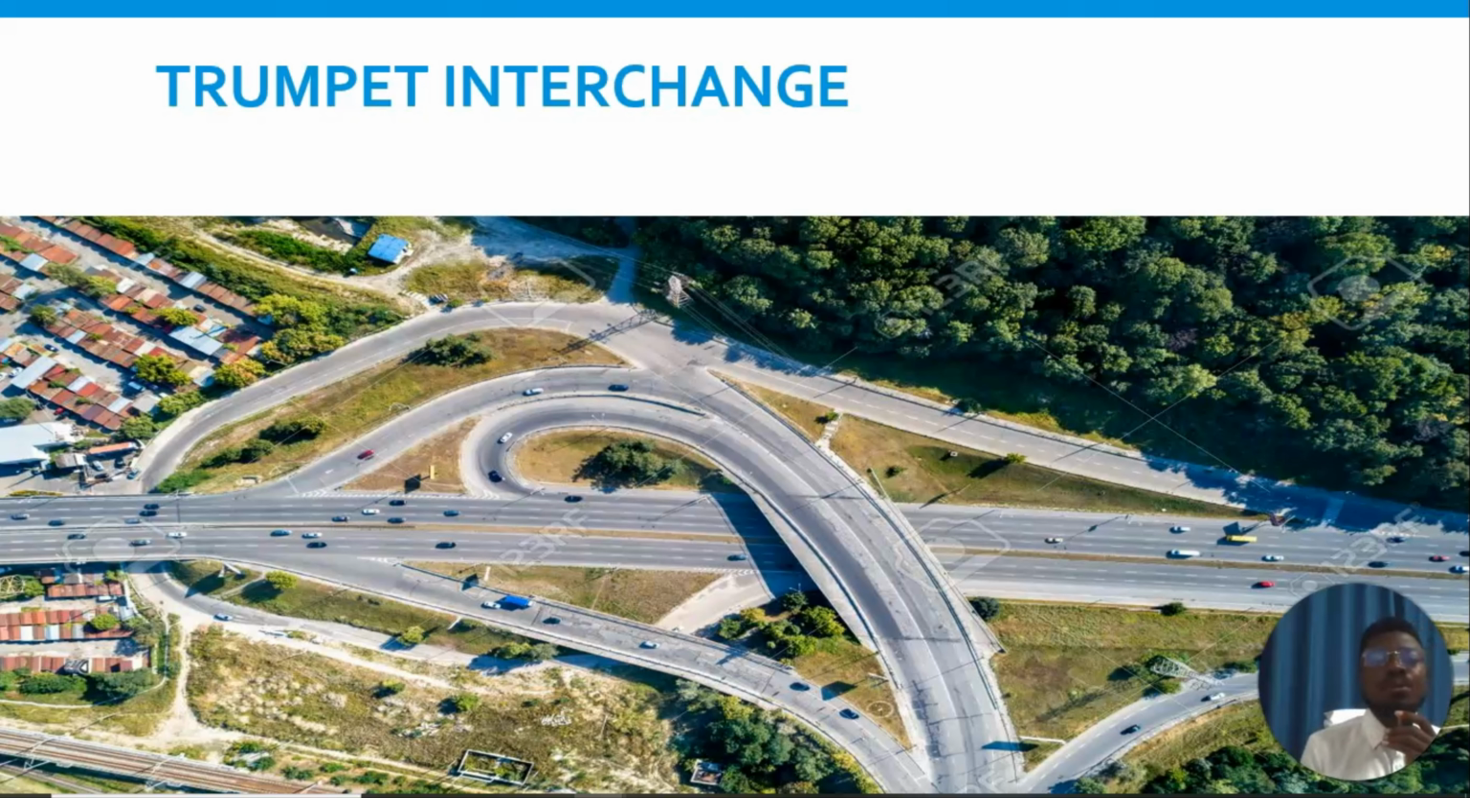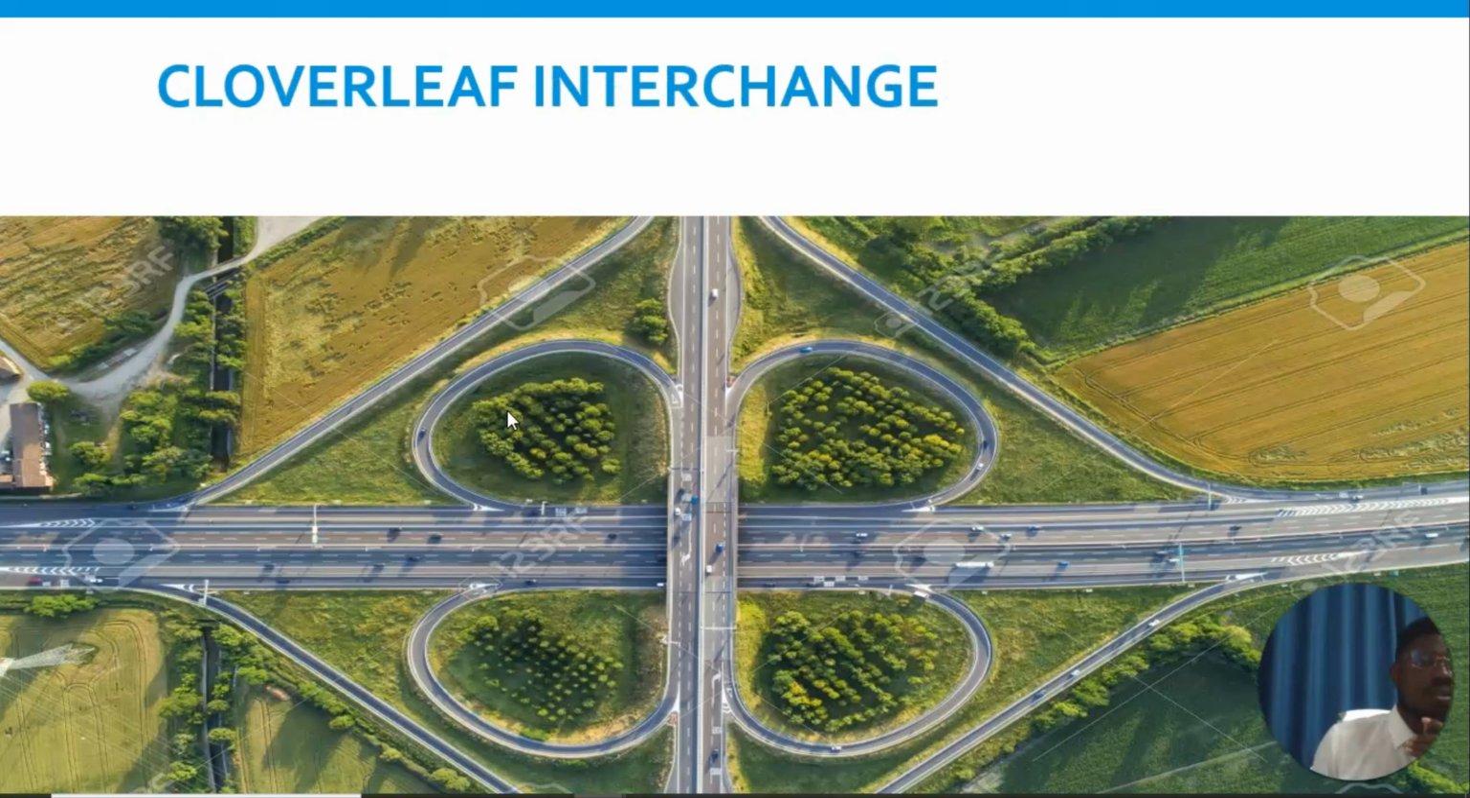This type of road junction uses grade separations and loop ramps, and this helps to allow traffic to flow between the main road and a terminal road without directly crossing over or under. So you can see something you can call a trumpet shape, and sometimes it's also called the T-type interchange, or what we call the three-leg interchange. So this is a picture of it.